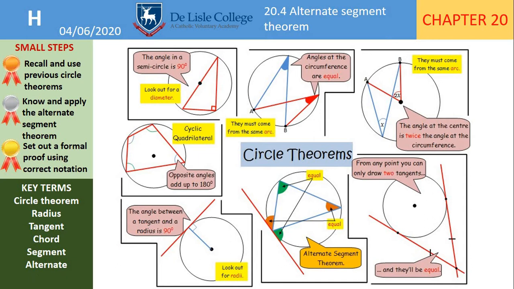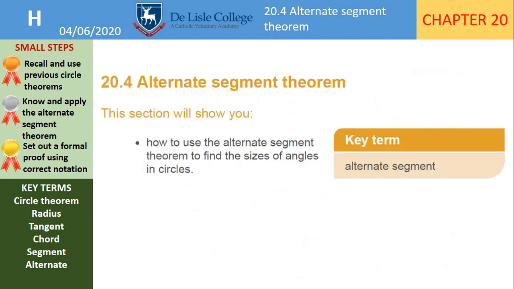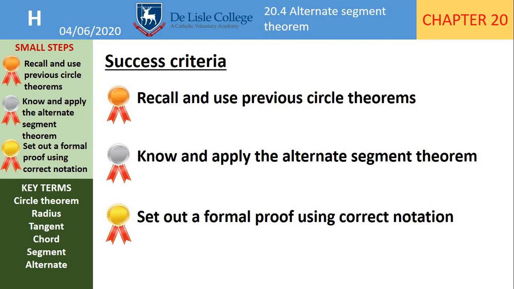So the last circle theorem we need to go through then, and probably one of the most important, is the alternate segment theorem, and it's this one here. So let's just talk about it further. So our success criteria for today, our bronze objective, just as last lesson, is to recall and use the previous circle theorems. Our silver objective is to know and apply the alternate segment theorem. And if you're feeling brave and want to look at some more questions, we can look at the formal proofs as well.